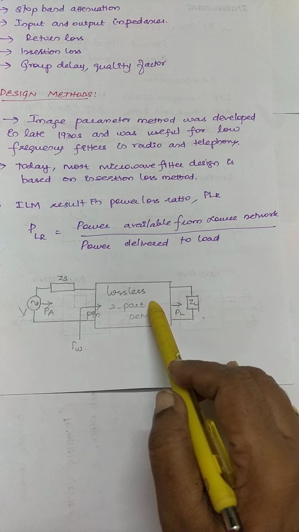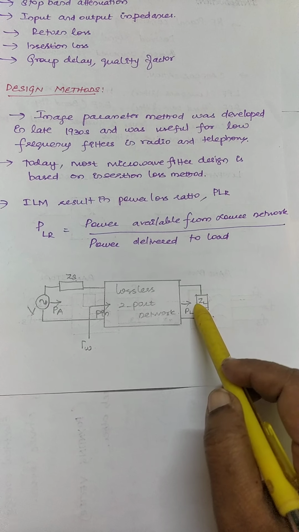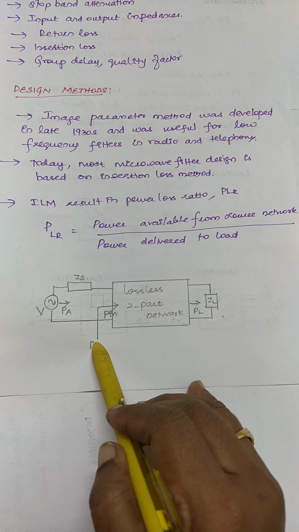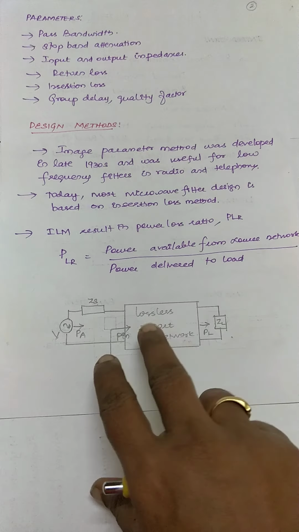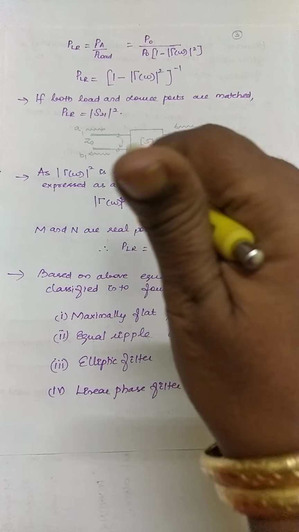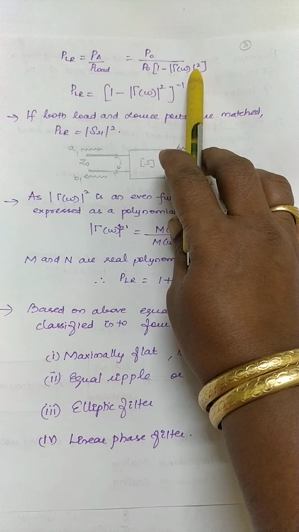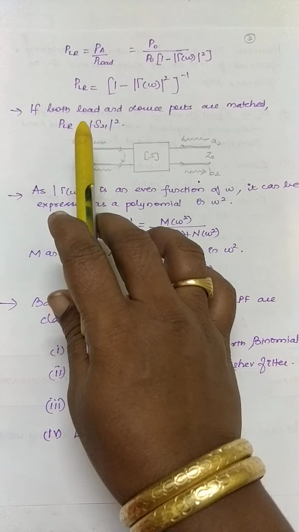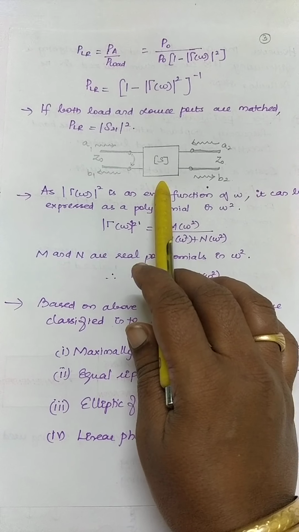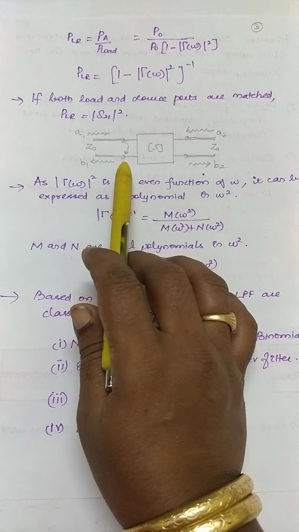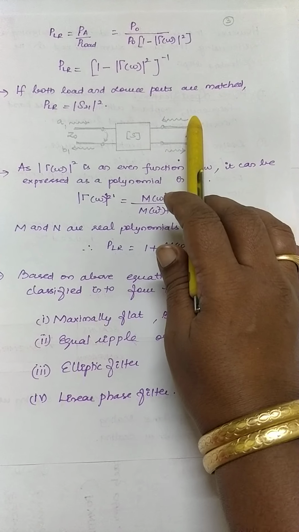We have a lossless two-port network with the source connected, so the available power, the incident power and the load power. You have the reflection coefficient also defined with respect to the input section. There is the source impedance and the load impedance. The same analysis could be expressed as PLR equal to P available by P load, which is P0 divided by P0 into 1 minus rho of omega the whole square. If both load and source ports are matched, then PLR is equal to S21 square in terms of S parameters. Because A is the incident wave and B is the reflected wave with respect to port 1, and likewise A is the incident wave and B is the reflected wave with respect to port 2.